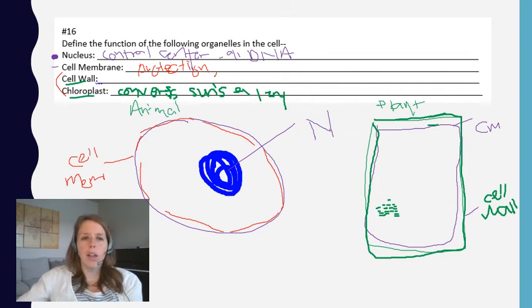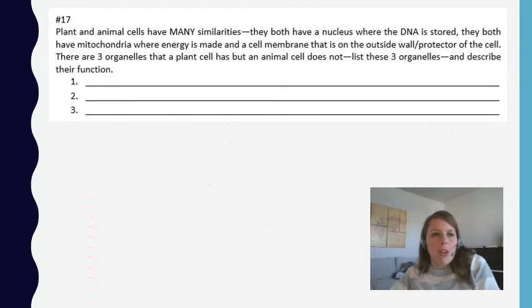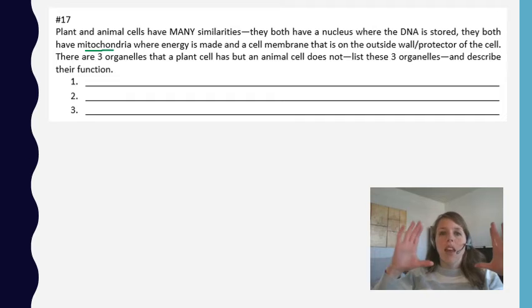So anyway, a little bit longer there, but the cell was a big part of what we talked about this year. So I want to make sure you guys know these parts here. Number 17, plant and animal cells have many similarities. We just talked about them on the previous slide. They both have a nucleus where the DNA is stored. They both have mitochondria where energy is made, and a cell membrane that is on the outside wall. It's the protector of the cell.